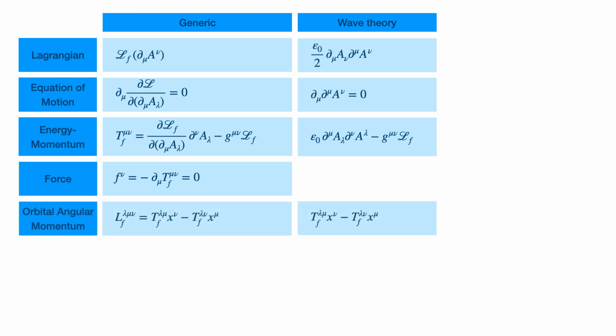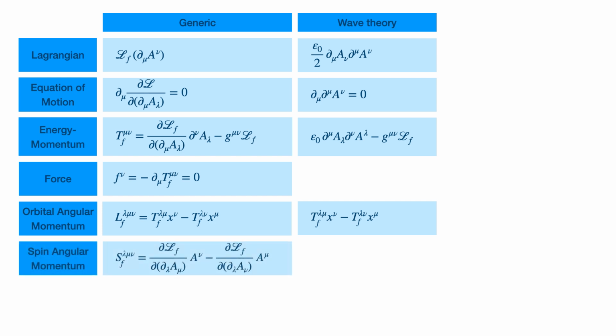Orbital momentum conservation follows from invariance of the Lagrangian to Lorentz transformations of the space-time coordinates. The Noether expression is the generalization of the cross product of lever arm and linear momentum. Spin angular momentum conservation follows from invariance under Lorentz transformations of the potential. Spin is generically non-gauge invariant. The spin tensor of wave theory is directly related to the circular polarization of the field. Orbital and spin angular momentum are separately conserved due to the high symmetry of the wave Lagrangian.